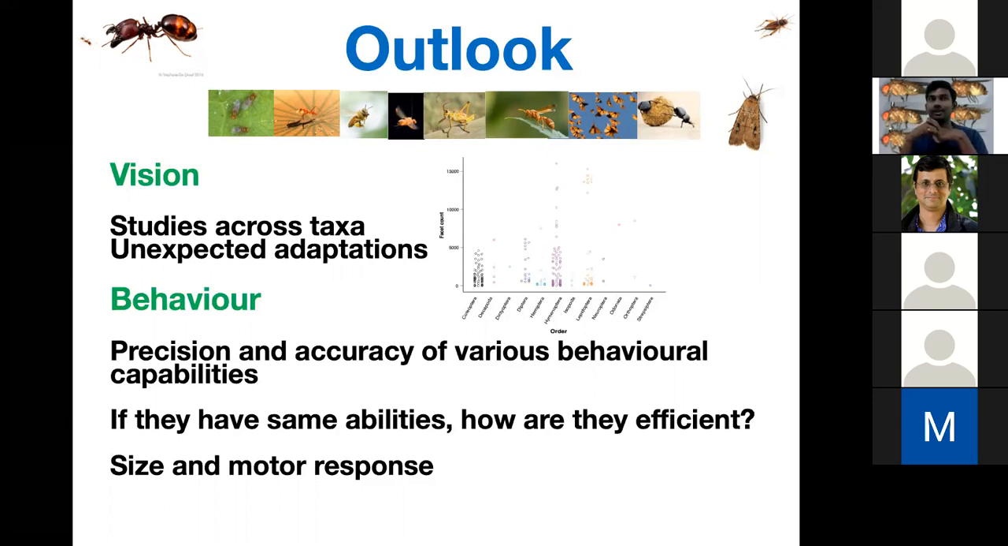Would that depend on the ecology, or on the diurnal or nocturnal state? Because if you're nocturnal, maybe you invest more in the antennal lobe than the optic lobe, or maybe it's the other way around. So that's how we're doing it.